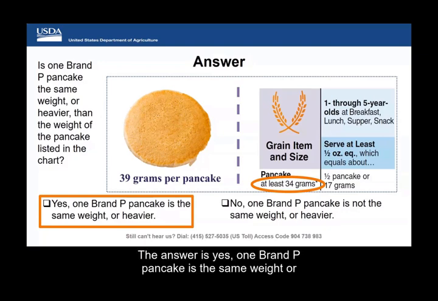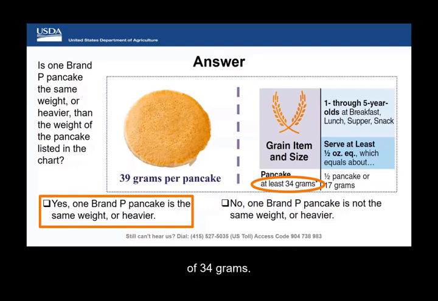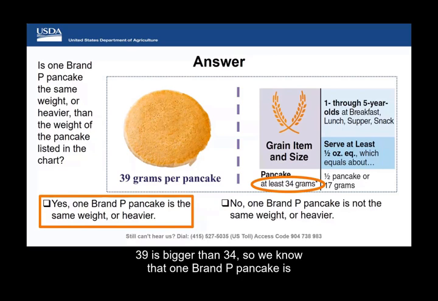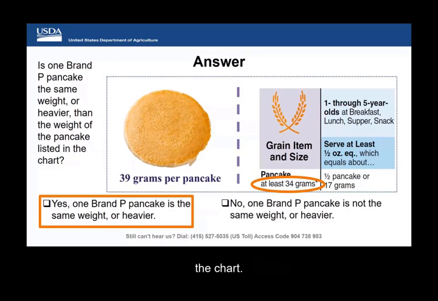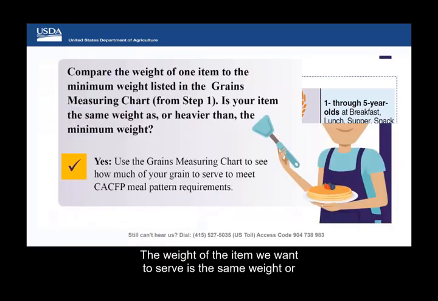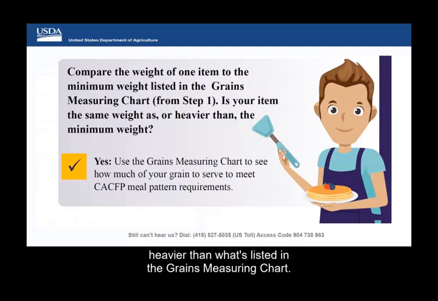Okay, nice work, everyone. The answer is yes. 1 gram pea pancake is the same weight or heavier than the weight of the pancake listed in the chart. We know this because 1 gram pea pancake weighs 39 grams. The grains measuring chart lists pancake with a minimum weight of 34 grams. 39 is bigger than 34, so we know that 1 gram pea pancake is heavier than the minimum weight for pancakes listed in the chart. So if the weight of the item you want to serve is the same weight or heavier than what's listed in the grains measuring chart, we can use the chart to see how much of that item you need to serve to meet CACFP meal pattern requirements.